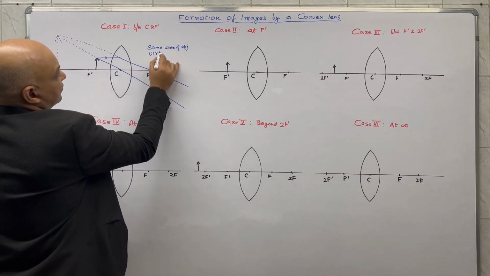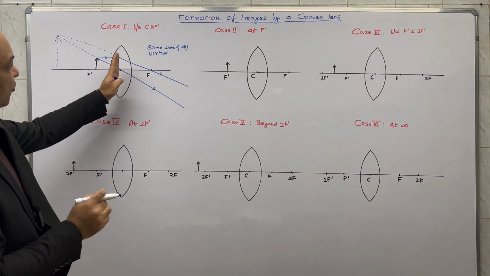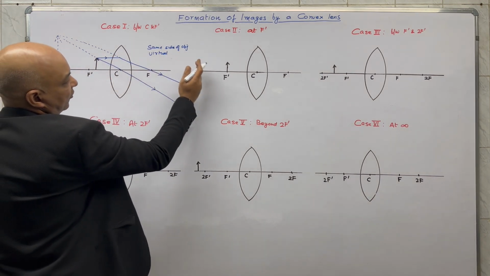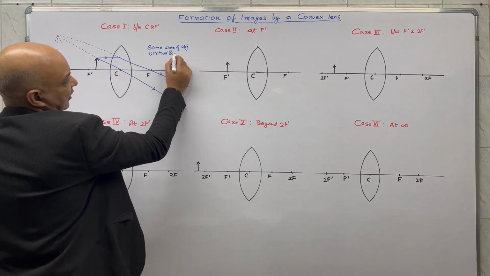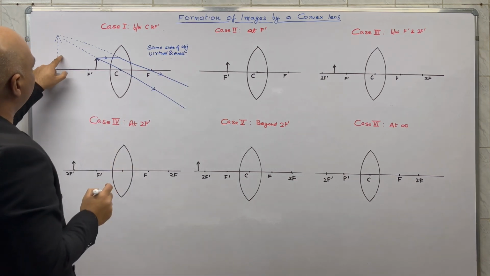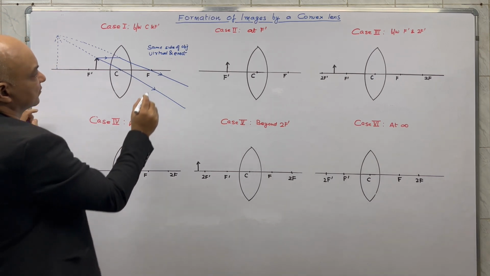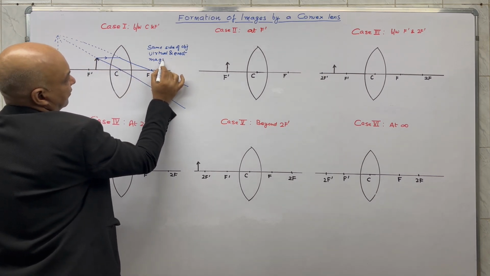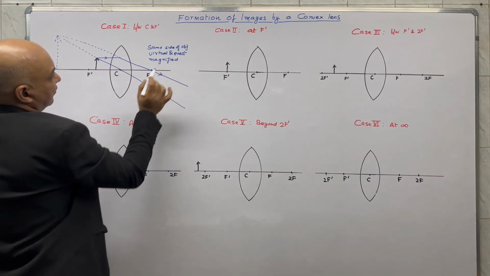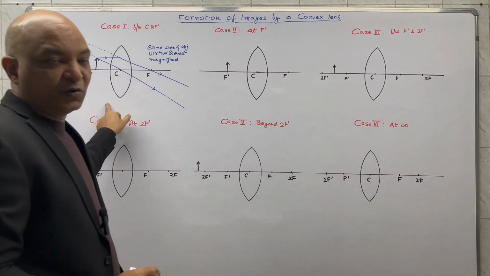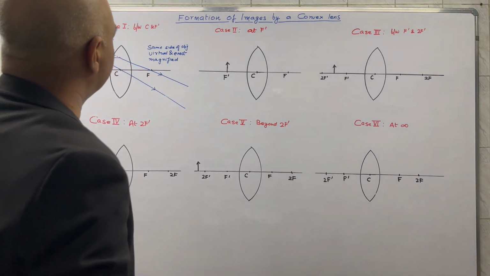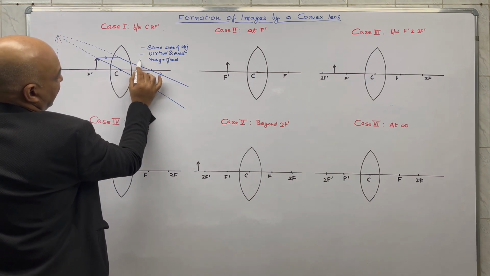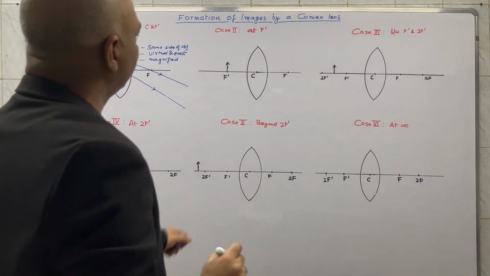It is virtual. Any image which is going to be formed on the left of the convex lens will be virtual, and on this side will be real. It is above principal axis, so erect, and we can see it is magnified. So this is one of the most important cases of convex lens. The image formed is on the same side, virtual and erect and magnified. Let us move to the second case.